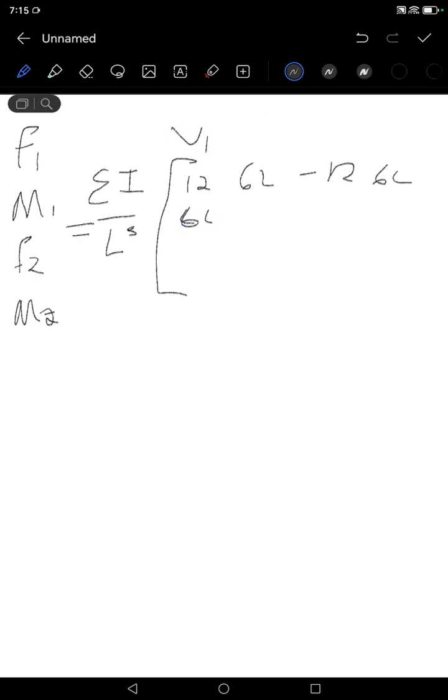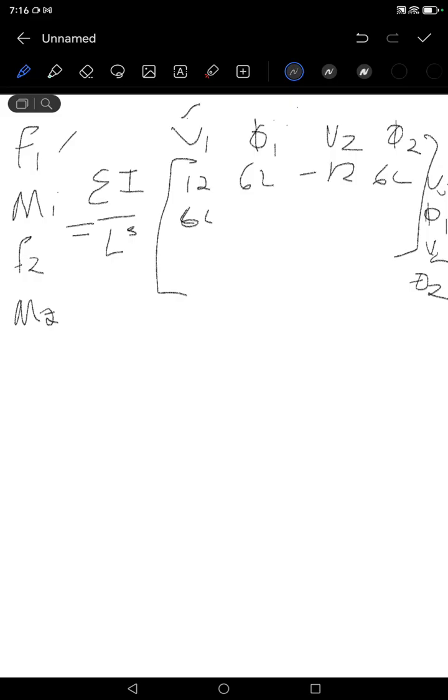So here we're going to have V1, rotation 1, V2, rotation 2, like this. On the other side we're also going to have V1, theta 1, V2, theta 2, like this. So this equation is going to help us determine the displacement and the rotation, which in turn helps us determine the moment and the forces. Okay, so it's still the same thing as what we were doing on the bar and stiffness. Just here we have a beam.